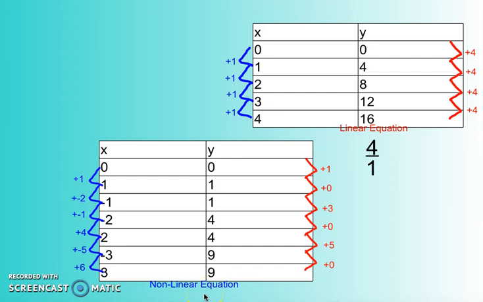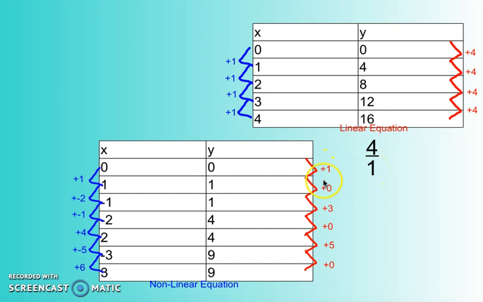What do you notice? Yes, I hope that you notice that over on the linear equation, there is a constant rate of change, meaning on the range side, it's going up by 4s. On the domain side, it's going up by 1s. And so what we say is that this equation is rising 4 and it's running 1.